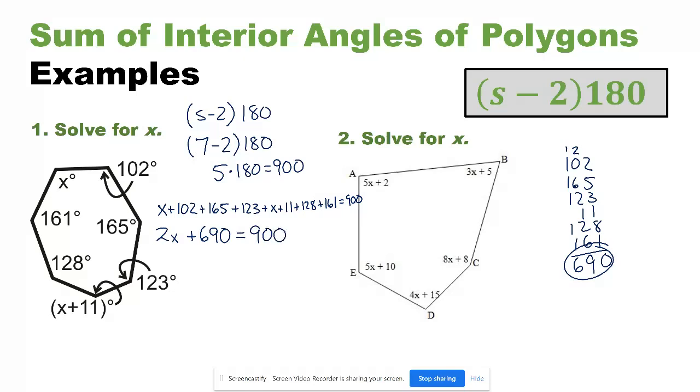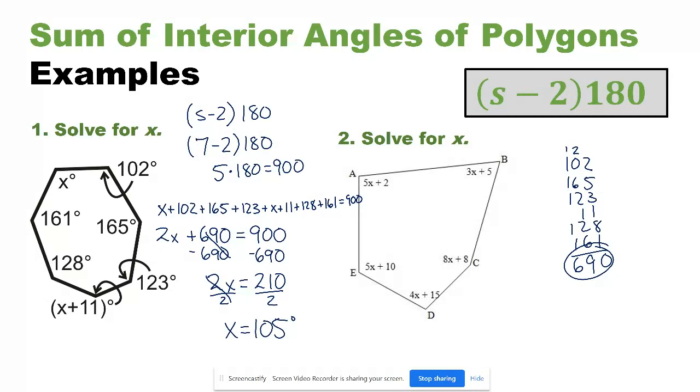So now I just have a little 2-step equation I can solve. This is very similar to what we've done for triangles now. So I will subtract the 690, and then I will have to divide by 2. So I should get 2x equals 210. When I divide by 2, I will get x equals 105 degrees.